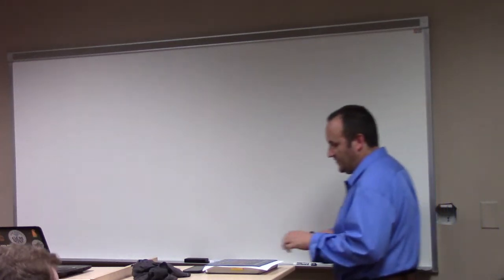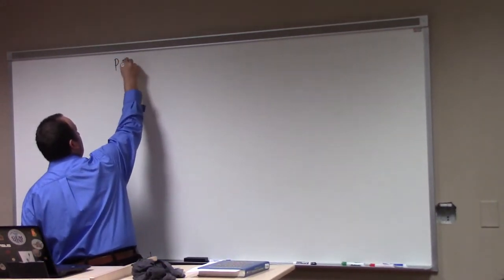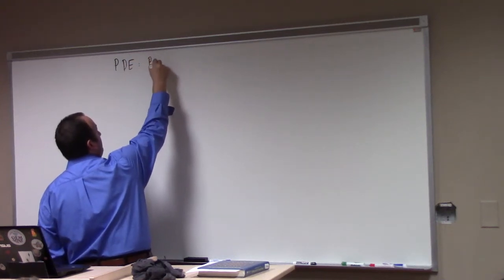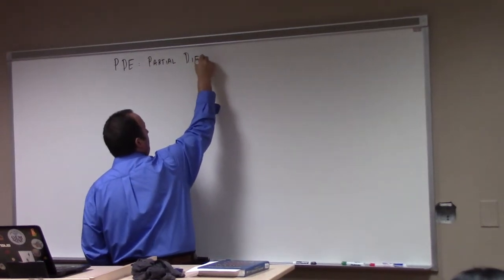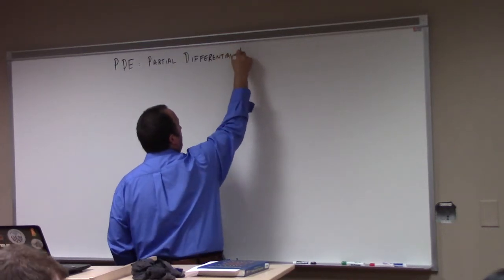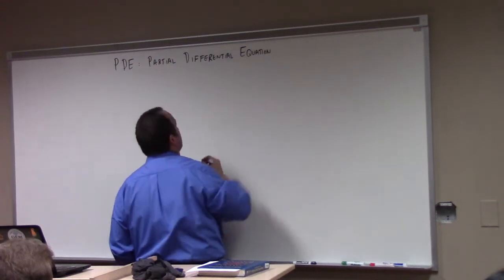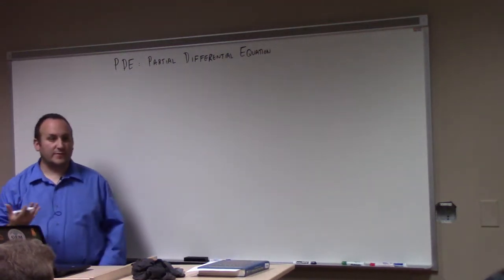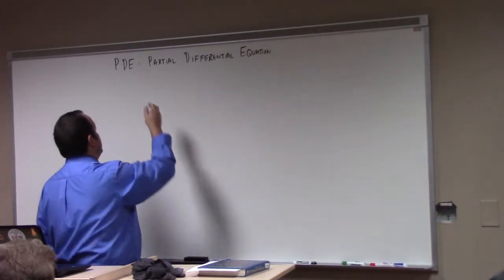So we are starting our work on partial differential equations. All right. So let's talk about that. A PDE, or partial differential equation, is a differential equation where you have more than one independent variable. All right? So what are some examples of partial differential equations?